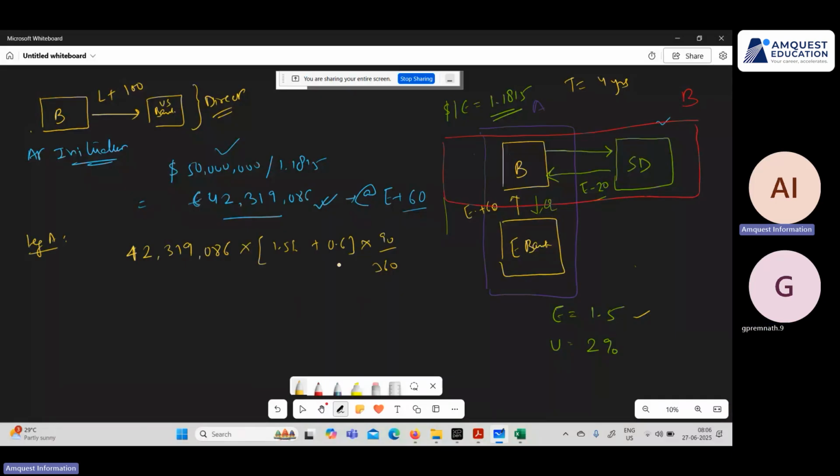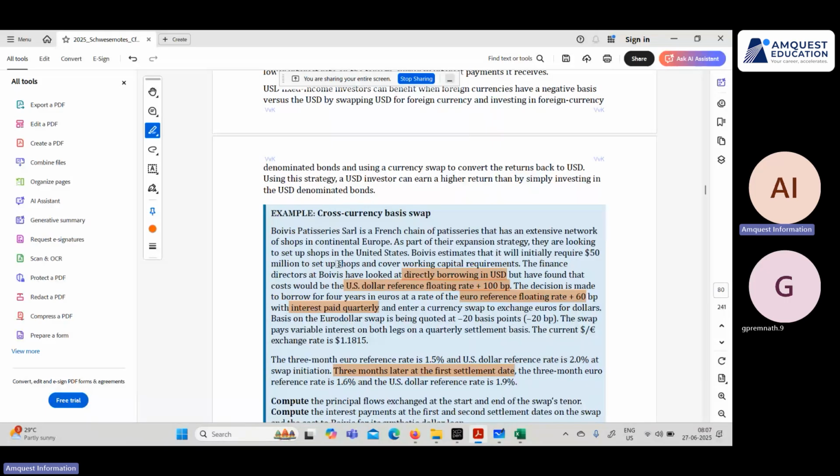Yes. Now let's just talk about how much he is going to get from the, he will have to also pay in dollars, right? Yeah. So on leg B, he will have to pay in dollars. How much is that going to be? That'll be $50 million into 2% plus 1% into 90 divided by. One second.